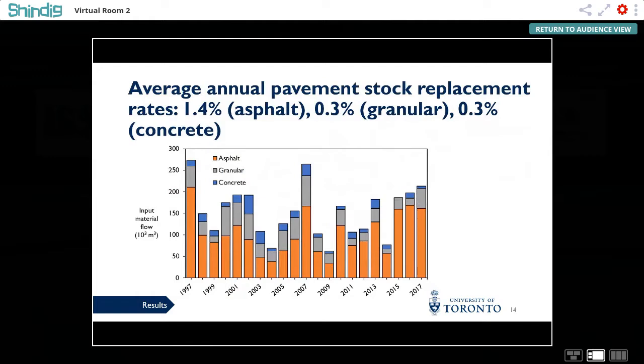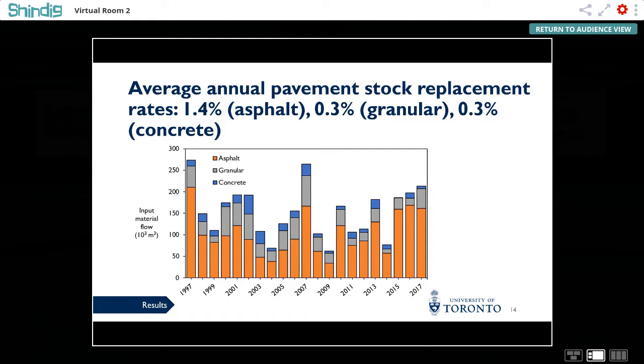So again, this was based on maintenance and rehabilitation activities that were recorded in the city's pavement database. And we calculated that over the 20-year period ending in 2017, the average annual pavement stock replacement rates were around 1.4% for asphalt and 0.3% for granular and concrete material.